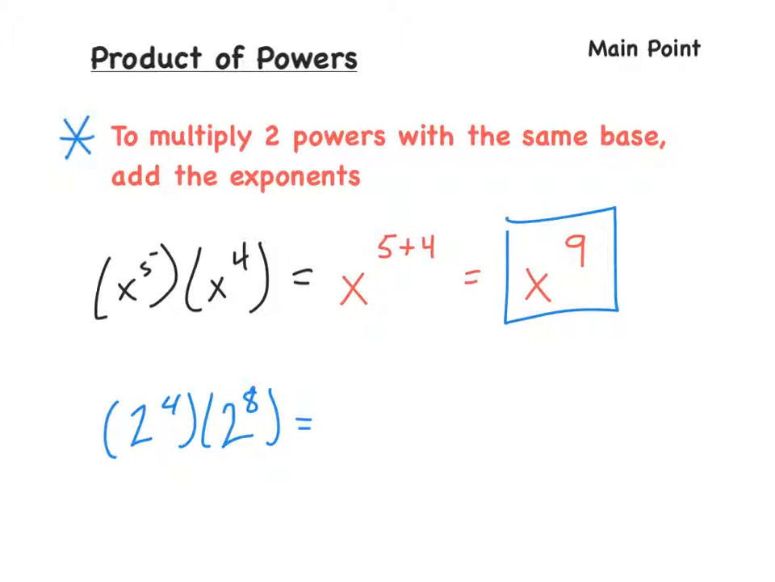Now let's look at the second one. We have 2 to the 4th times 2 to the 8th. Instead of actually working all that all the way through, remember, if we're using the same base, we have 2 as our base, and we have 4 plus 8. Just add them together. So we have 2 to the 12th as our final answer.